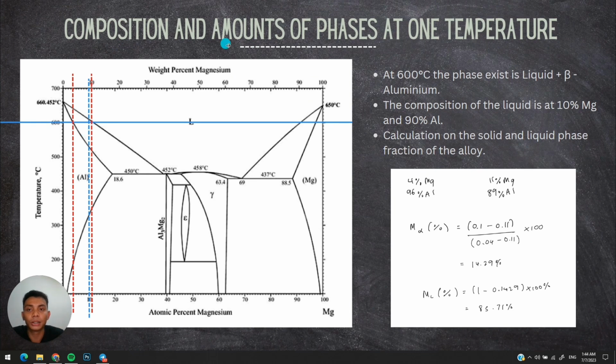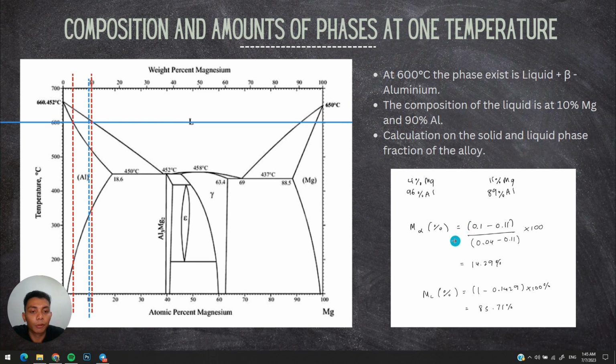So we move on to composition and amounts of phases at one temperature. At 600 degrees Celsius, the phases that exist are liquid plus beta aluminium. The composition of the liquid is 10% magnesium and 90% aluminium. And the calculation of the solid and liquid phase fraction of the alloy can be seen below. Firstly, we get the intersection points of 4% magnesium and 90% aluminium, and 11% magnesium and 89% aluminium, both from the diagram. This is the intersection point.